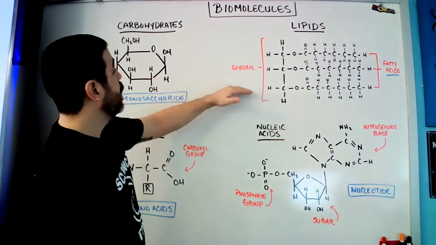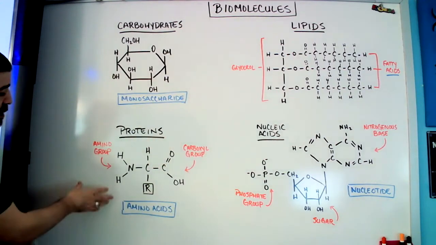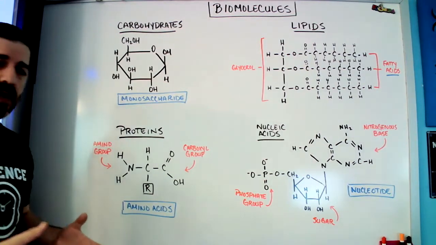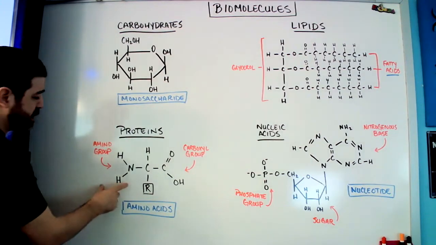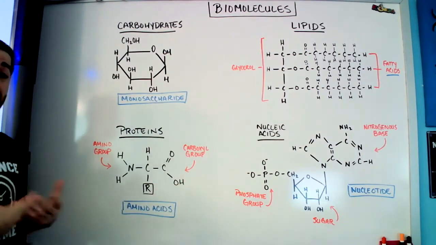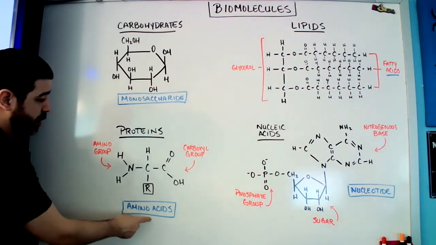So moving on from our lipids, we then move into our proteins. Our proteins are a little bit more complex in terms of the elements and the arrangement of the molecule. We have 3 sections, if you will, to our proteins. The monomer, the building block of proteins, is going to be our amino acid.